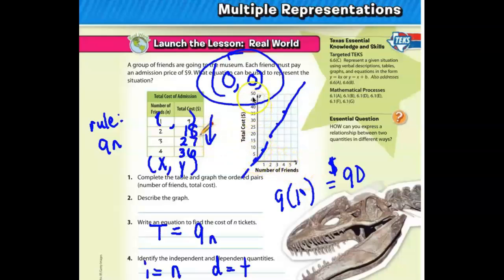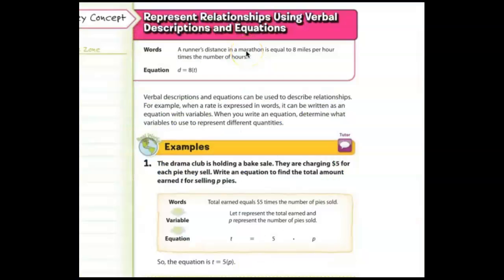Now, in reality, though, the x-axis is always the independent value, and the y-axis is always the dependent value. Okay, so the first thing we're going to practice is representing relationships using verbal descriptions and equations.